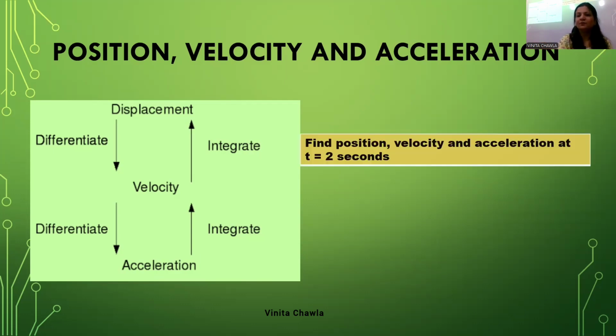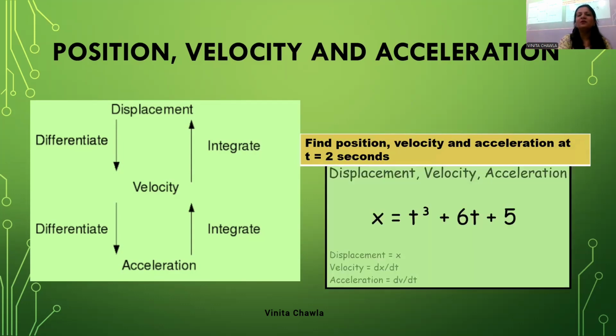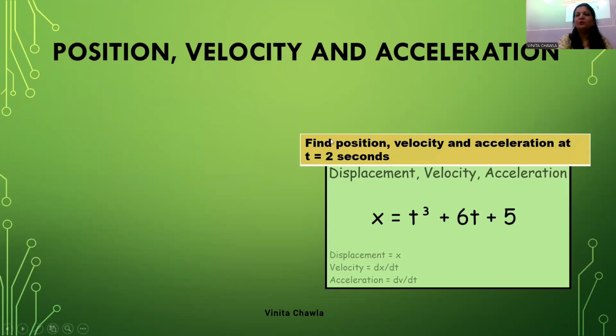All right. Now we have a question based on this. Find position, velocity, and acceleration at t is equal to 2 seconds. At t is equal to 2 seconds, we have to find the displacement, velocity, and acceleration. Okay. How will you do it? You just have to put the value of t as 2 seconds. So at t is equal to 2 seconds.